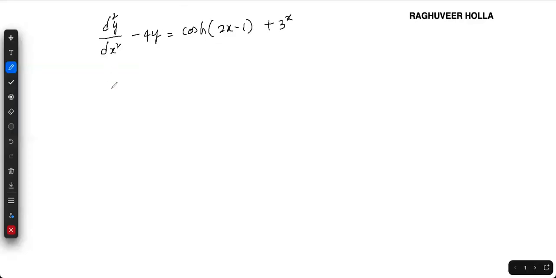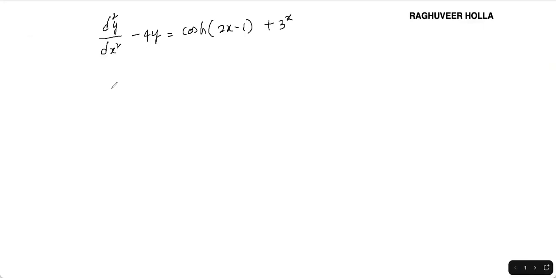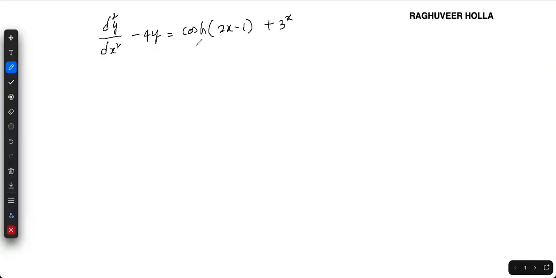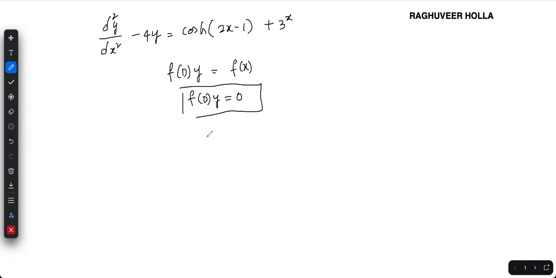So let us have a look at this problem. Here, let us write it in this form: f of D into y is a function of x. And then we write this equal to 0 to get the complementary function. So let us do that first. So this is D square minus 4 into y is equal to 0.